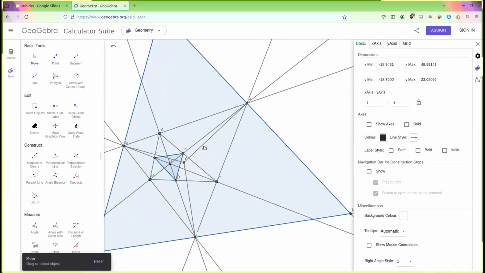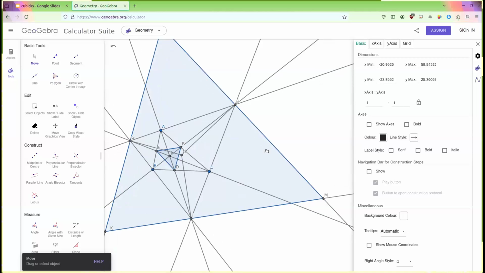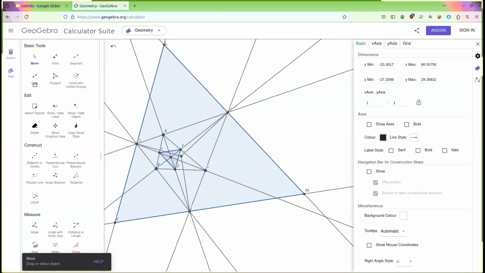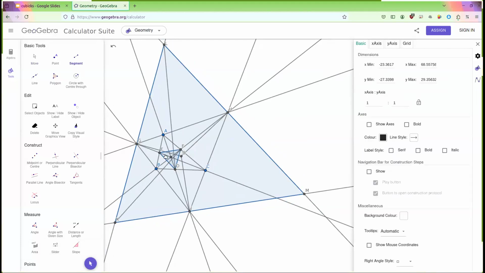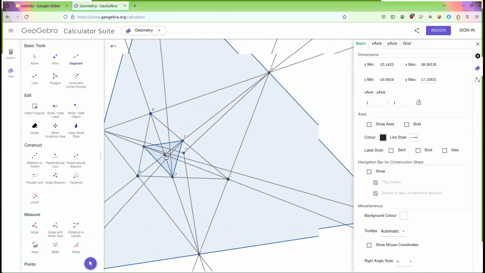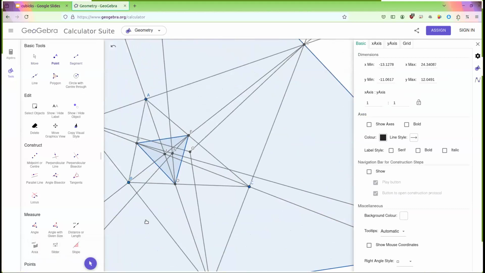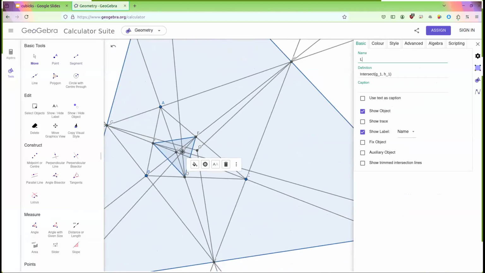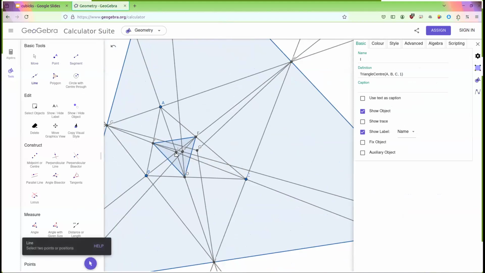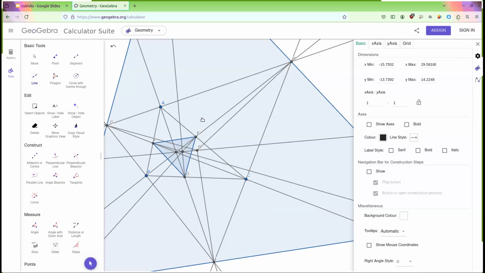So let the center of homothety of these triangles be, let's call this point something. Let's call it N. That's fine, let's call it L. So the first thing I want to prove is that L lies on IO. Why is this true? It's not trivial. Don't say it's trivial.